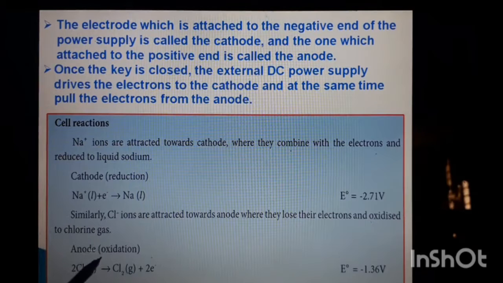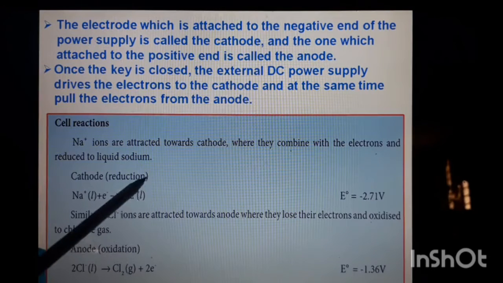Cl- releases electrons at the anode. In the anode, oxidation takes place. The chloride ion releases 2 electrons. These electrons are accepted by sodium, and neutral liquid sodium is obtained. In the anode, the chloride ion releases the 2 electrons. This is the oxidation process. Loss of electrons is oxidation. Gain of electrons is reduction.